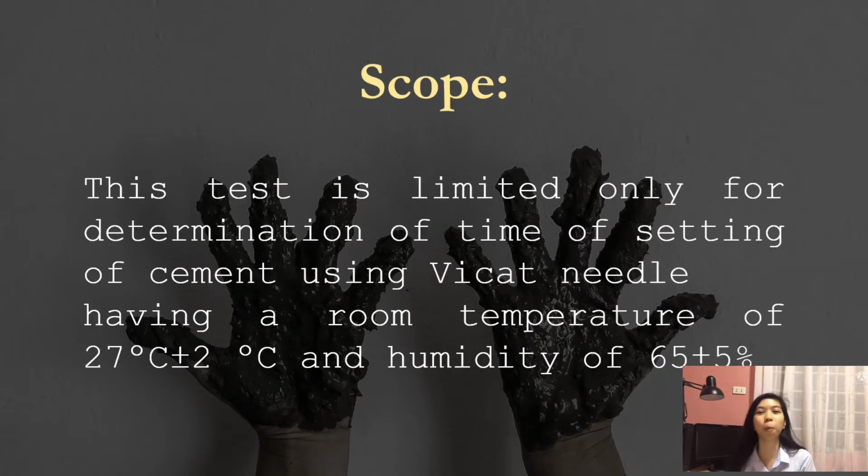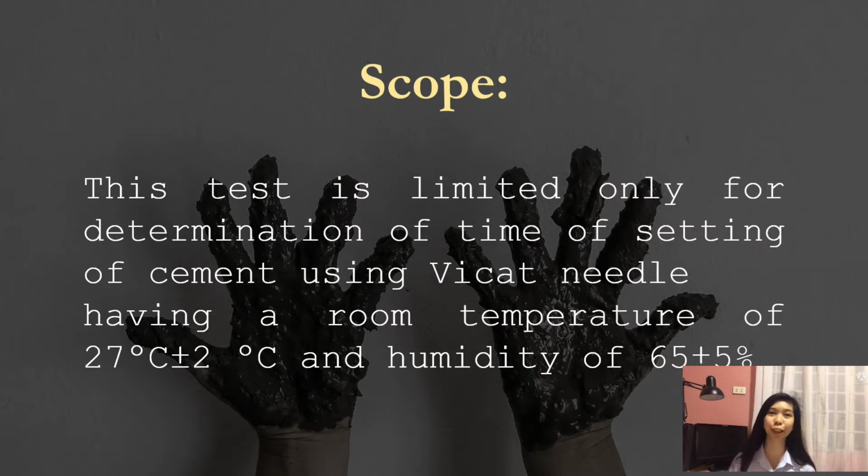And what is the scope of time of setting of Portland cement? It only focuses on the time of setting of Portland cement using the VCAT needle within a temperature of 25 degrees Celsius to 29 degrees Celsius and a humidity of 65% plus or minus 5%. And it also uses the procedure of ASTM C191.